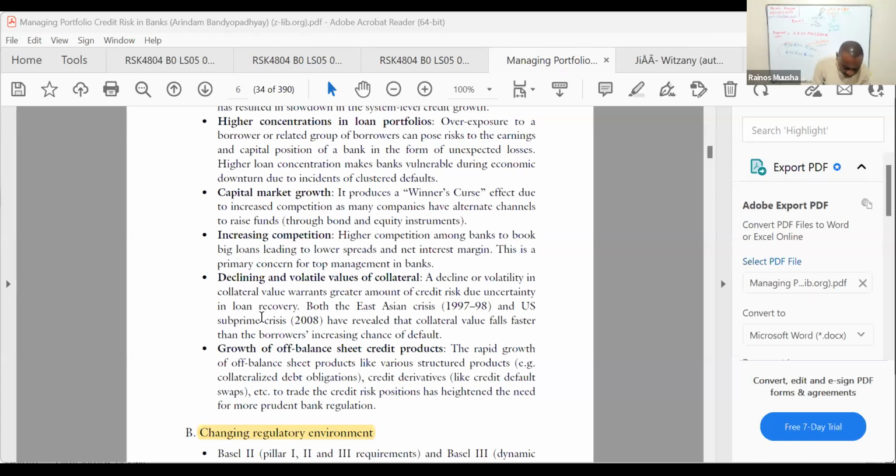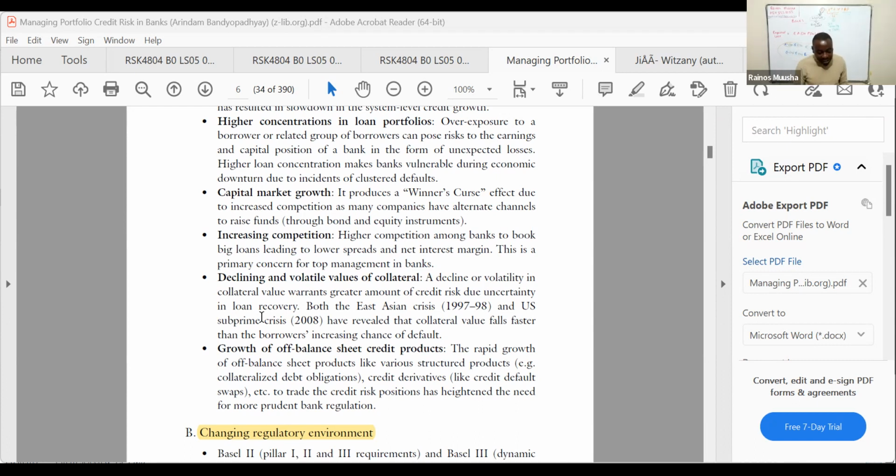Moving on, another market reality is declining and volatile values of collateral. They say a decline or volatility in the collateral value warrants a greater amount of credit risk due to uncertainty in loan recovery. Both the Asian crisis and the US subprime crisis have revealed that collateral values fall faster than the borrower's chance of default increases. So the value of collateral also goes down drastically due to the increase in the chance of default.